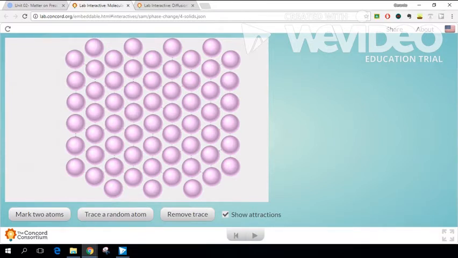So think of this as a chunk of matter, and we can see the individual particles that it's made of.